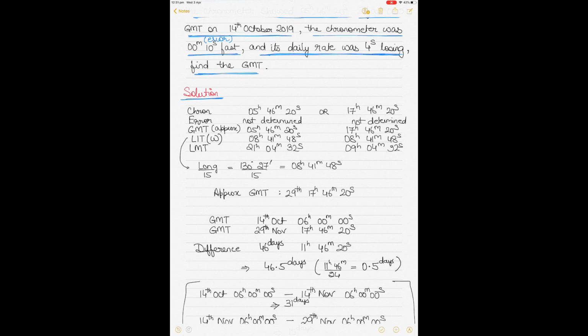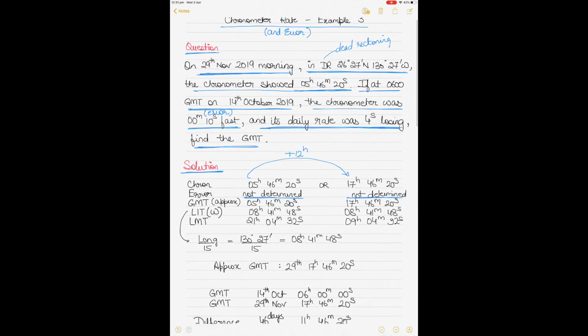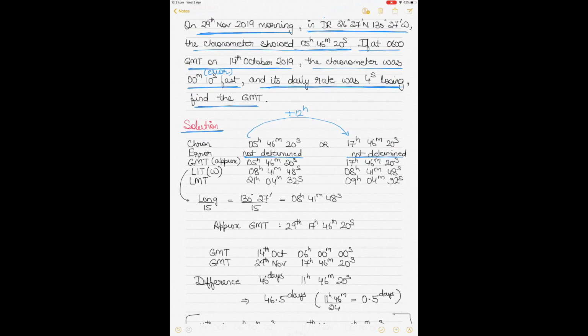So whenever the chronometer time is given to you, just add 12 hours. Alright, and then write down the other scenario which is possible. So there are two scenarios of chronometer time. The error is not yet determined, of course. Yes, the error we know is on the 14th of October, but we have to calculate for the 29th of November. Alright, so then the GMT will be approximately again 5:46:20 or 17:46:20.